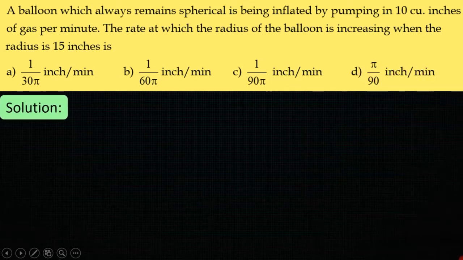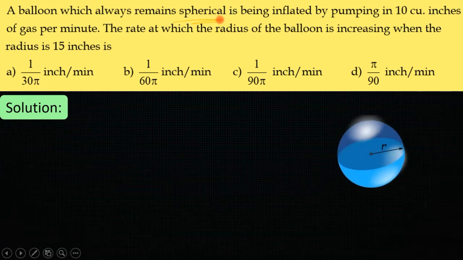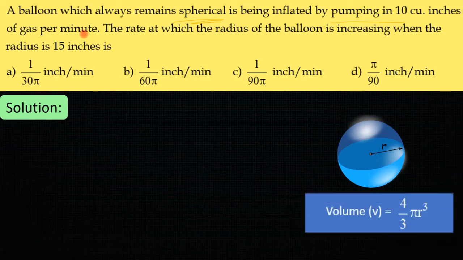Let us find this. Given a balloon which always remains spherical is being inflated by pumping in 10 cubic inches of gas per minute. That is, volume will be increased. That is, dV by dt is equal to 10. We know that volume of a sphere is V equal to 4 by 3 pi r cube.